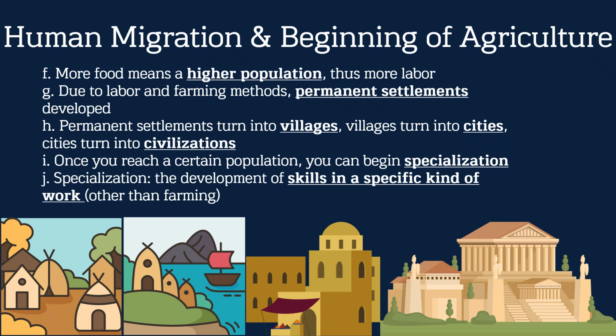And somewhere along the way, you hit a benchmark known as specialization of labor, where people can develop a skill or a specific kind of work other than farming because someone else is already doing that, and not everyone needs to farm. And we see this in the 21st century today, where less than 2% of Americans are farmers, but provide food for 300 plus million Americans.